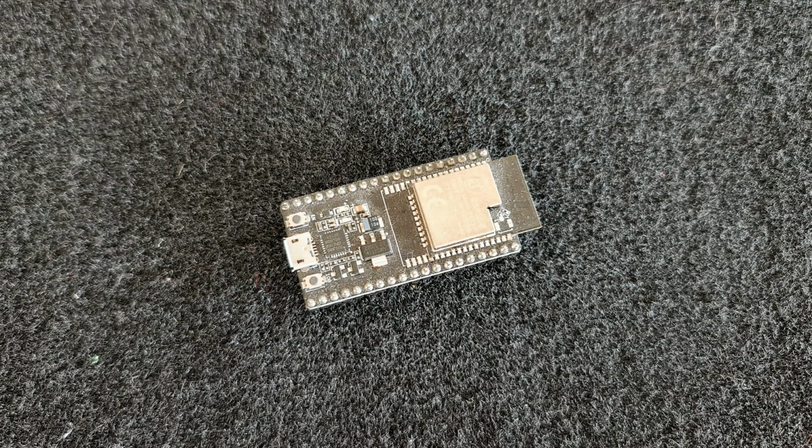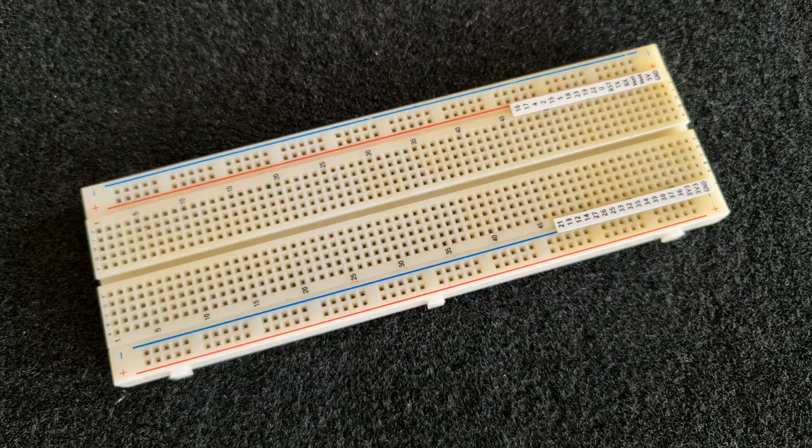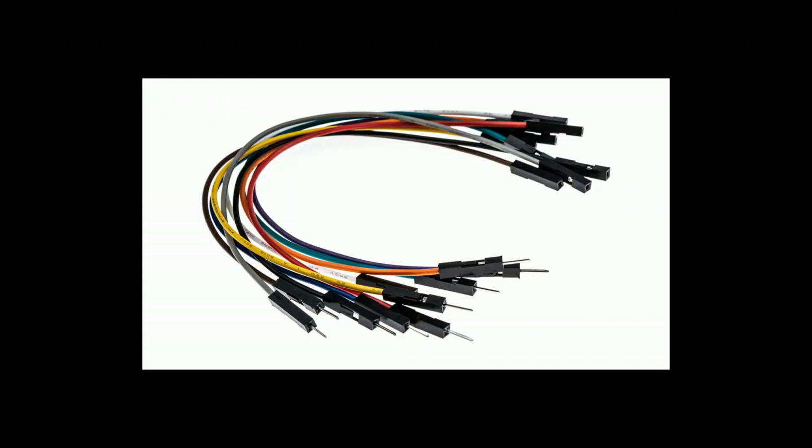Blynk and ESP32. Before getting started, let's take a look at the components we need. We need an ESP32 development board, a PIR motion sensor, a breadboard, and some jumper wires. Of course, the Blynk app must be installed on your phone. Also, I use Arduino IDE to configure ESP32.